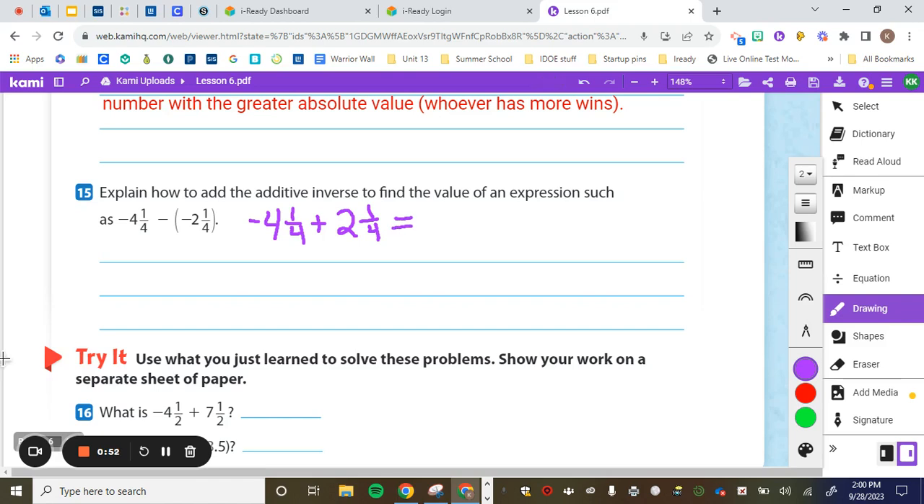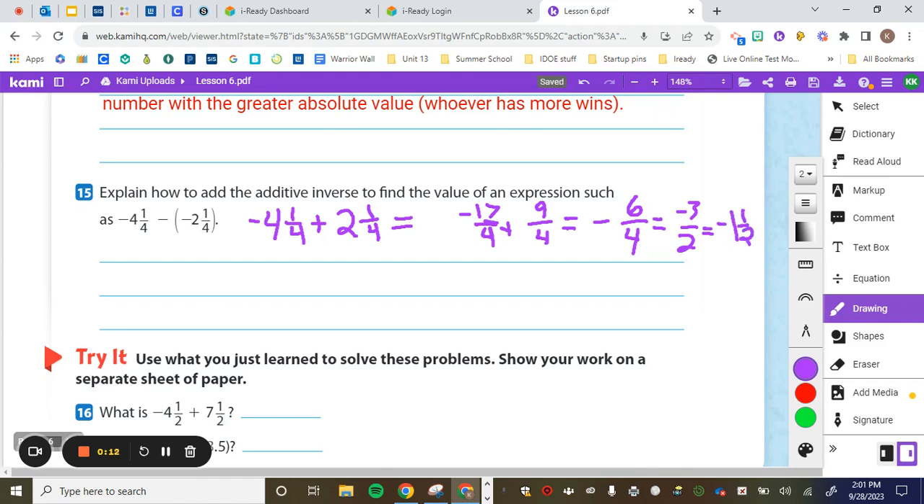I can turn them both into improper fractions. 4 times 4 is 16, plus 1 is 17. So that will be -17/4, plus 4 times 2 is 8, plus 1 is 9, plus 9/4. So I will do -17 plus 9. They're already a common denominator, so I don't have to worry about that part. So I will get -8/4, which will simplify. -8/4 will simplify to divide both by 2, -4/2. If you want to, you can change that into a mixed number, -2.